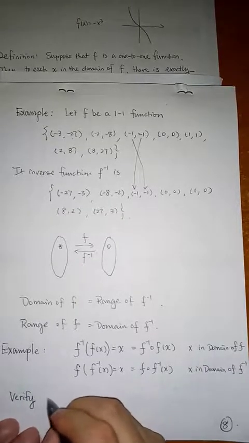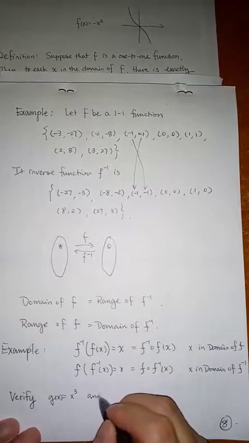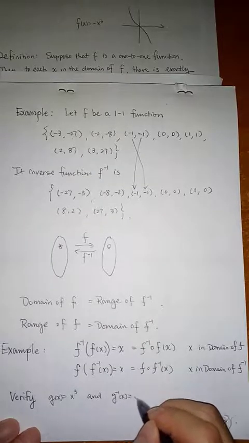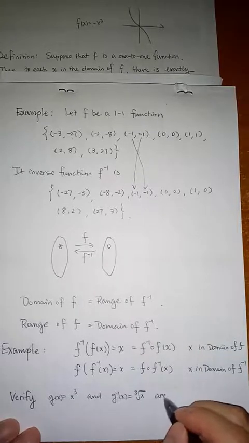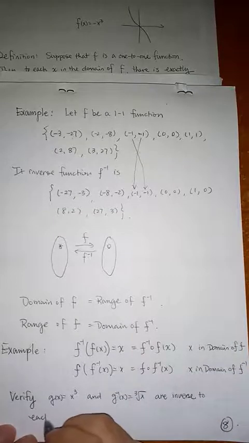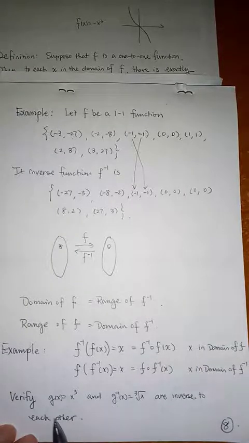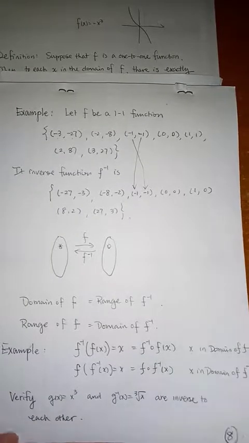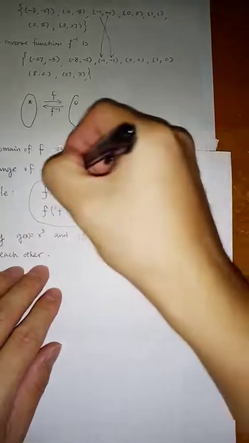Verify that g of x equal to x cubed, and g inverse of x equal to cube root of x, are inverse to each other. So how do we verify it? To verify it, we just verify these two situations. This is the verification property.